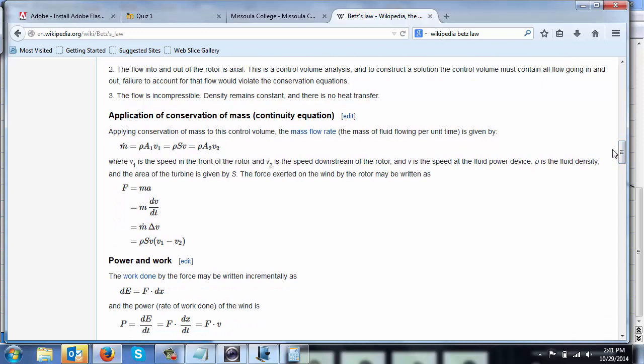Good. Conservation of mass. There it is. Can you guys see that okay? Or maybe I'll make it a little bigger.